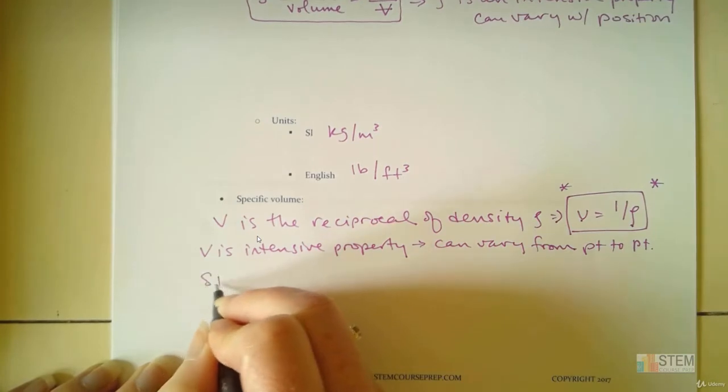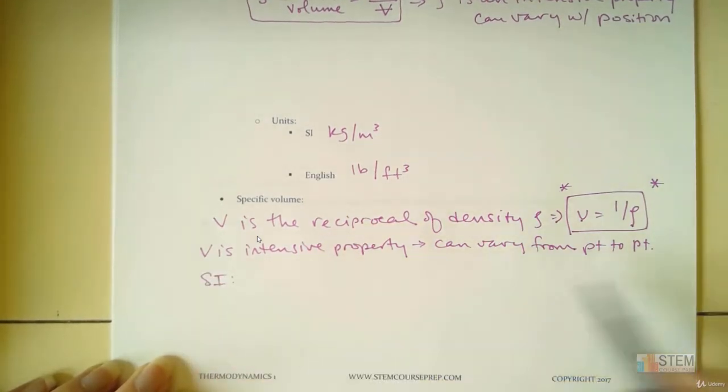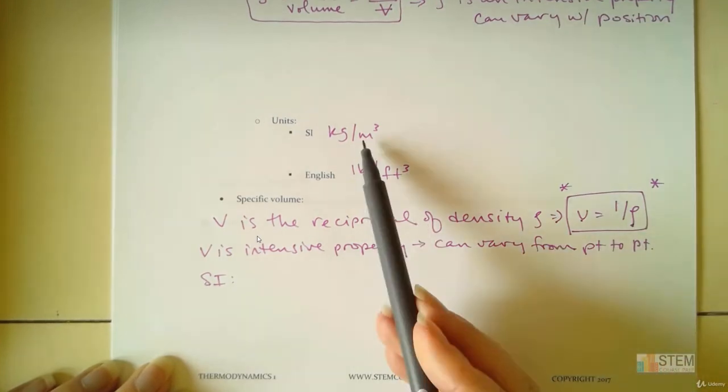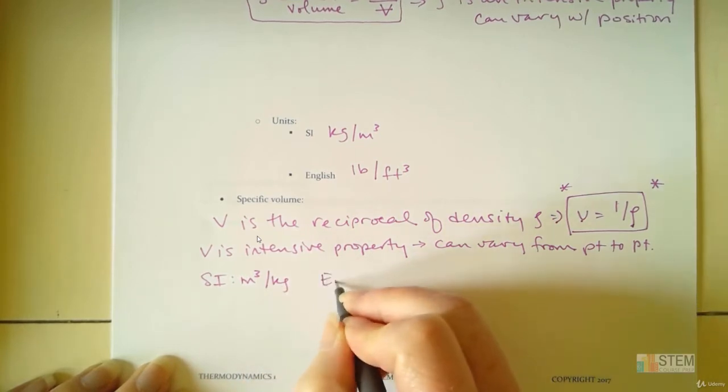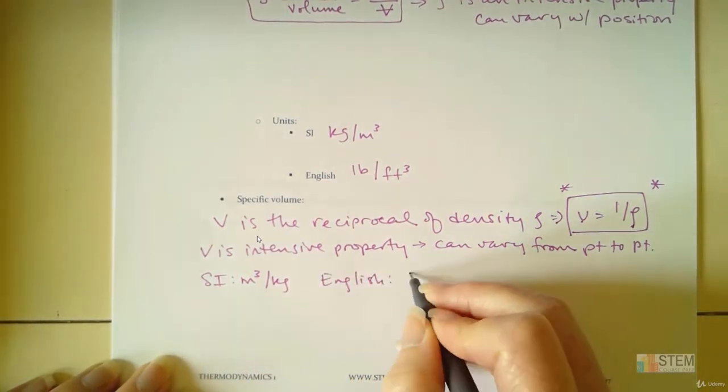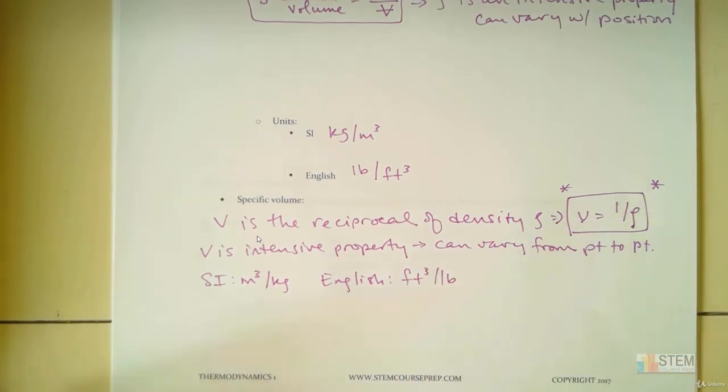Now our units for the SI system, since we're doing 1 over density, it's basically just this flipped upside down. So now we're going to have cubic meters per kilogram, and then in the English system, we're going to have cubic feet per pound mass. Now you might be wondering, why do we need this? Because we already have density. Well, the problem we have with density is for a lot of the gases, the density numbers are really small. And when you're doing calculations, especially if you're dividing, you don't want to divide by really small numbers. So using specific volume kind of gets rid of that issue.